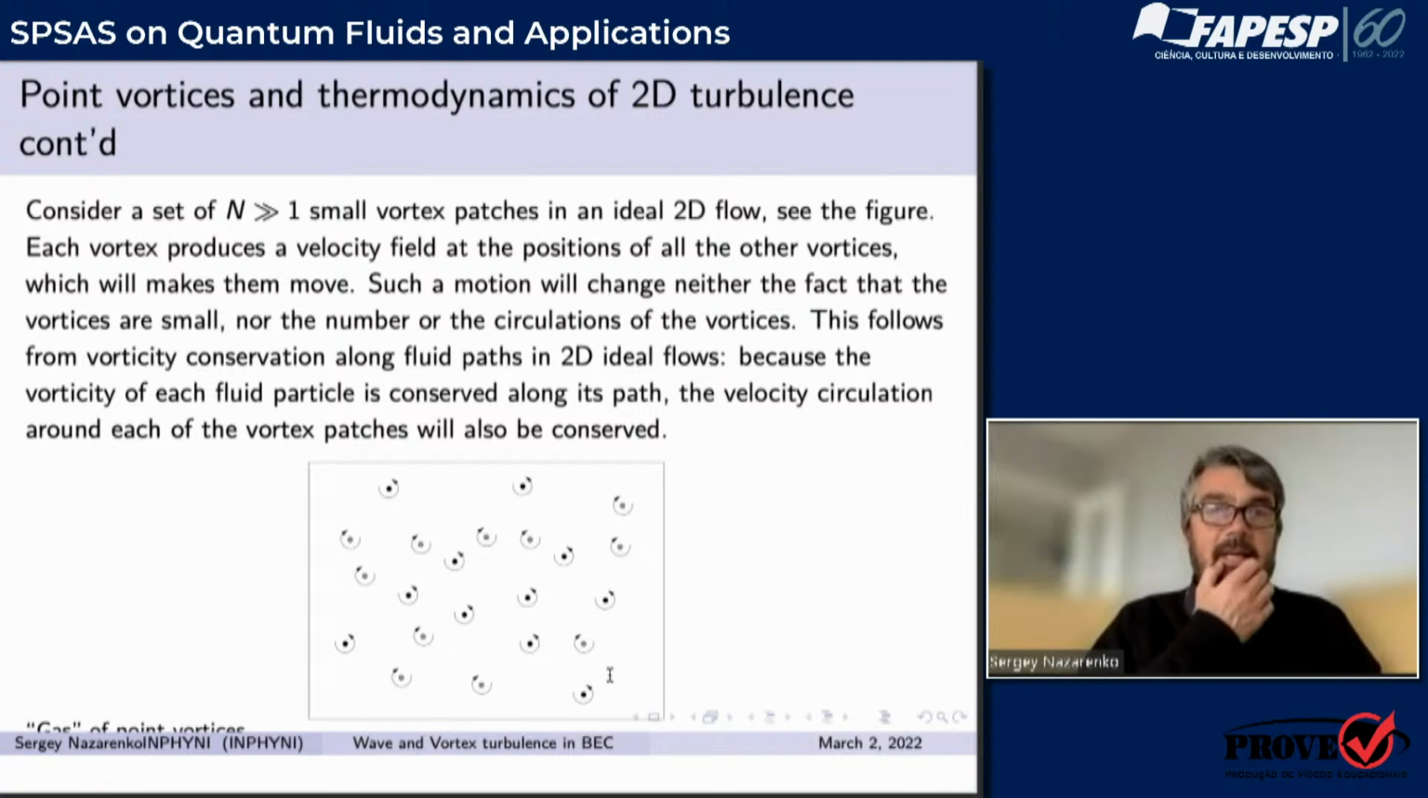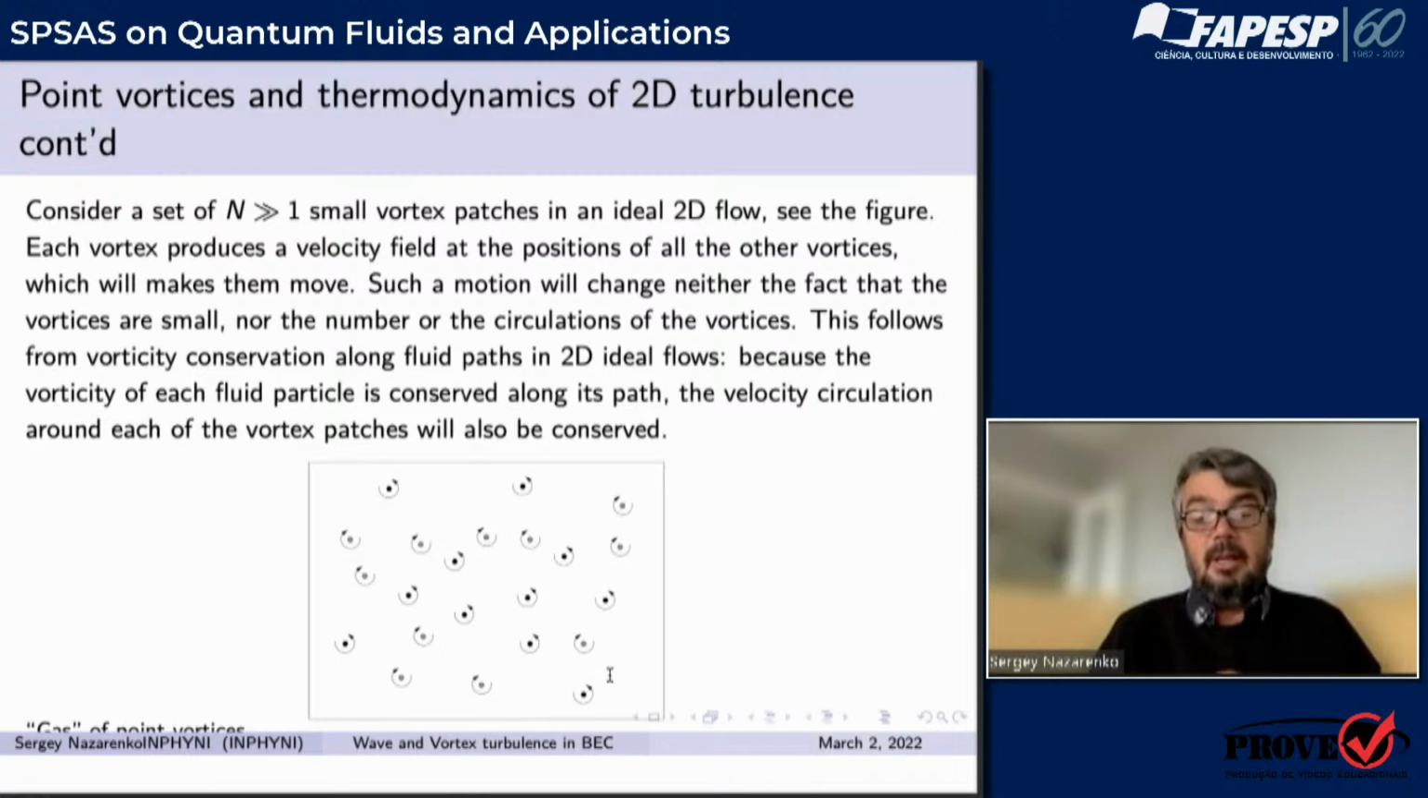Let's set up this situation. Let's consider a very large number of vortex patches or point vortices in an ideal 2D flow. And that will also be the model for superfluid flow in two dimensions, as I discussed before. Now, in that point vortex model that we derived before, each vortex will be moved by the velocity field produced at its location by the rest of the vortices.